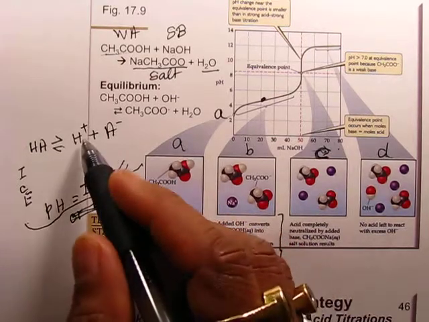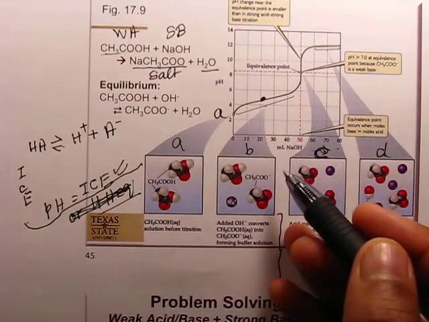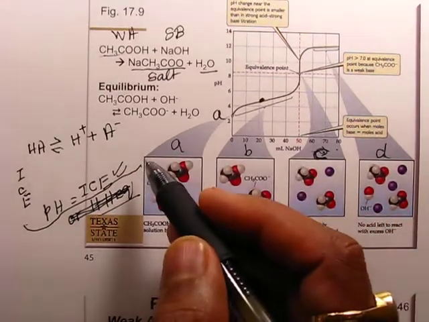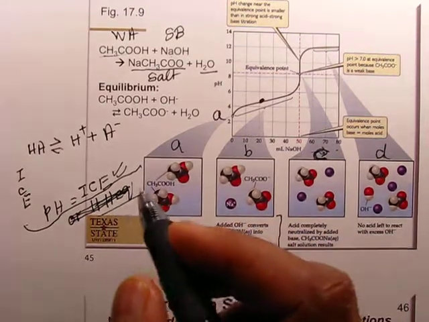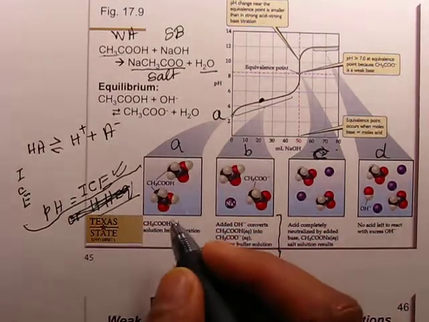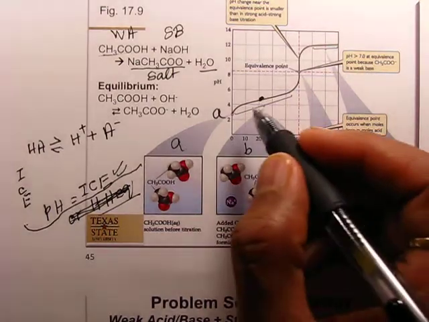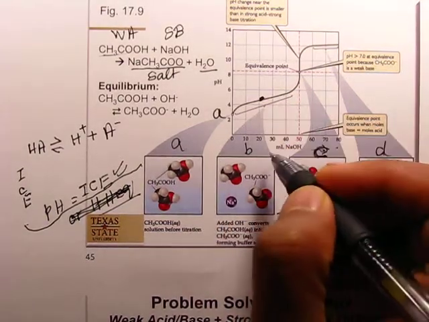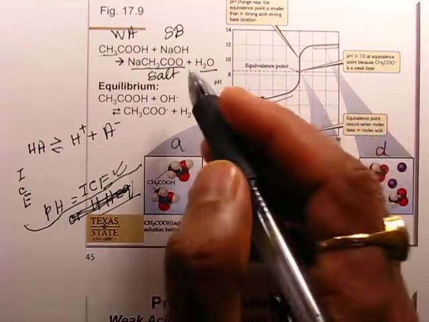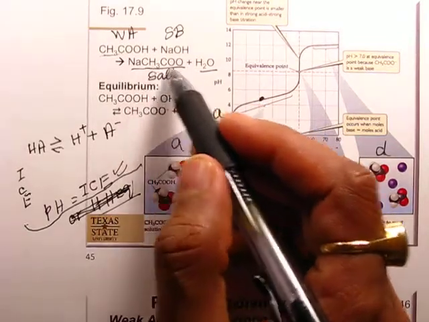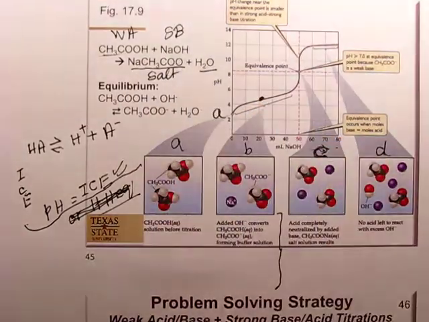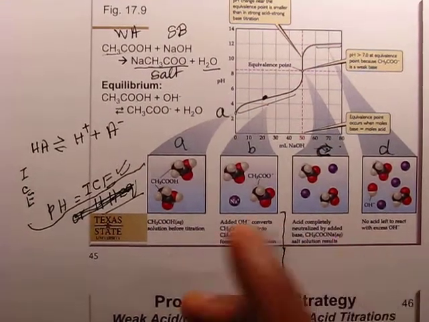Once we find out the hydrogen ion concentration, we can take the negative log of it, and that will give us the pH. Next is the B condition, where we started adding the sodium hydroxide. Once we add sodium hydroxide, we start generating sodium acetate, so some salt will also be formed.